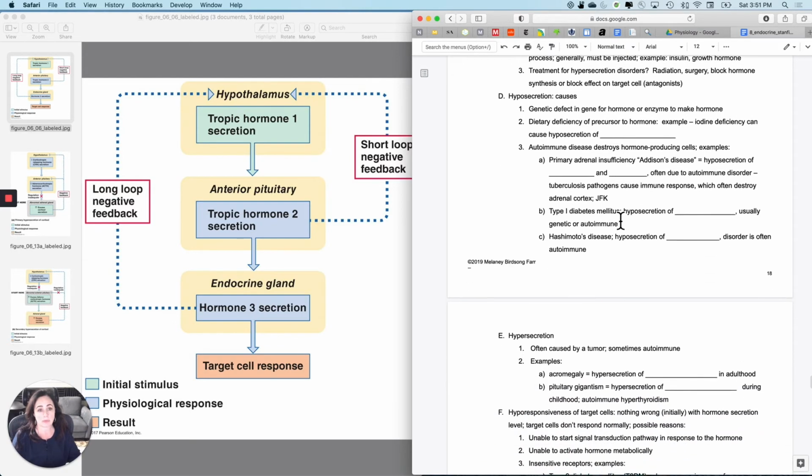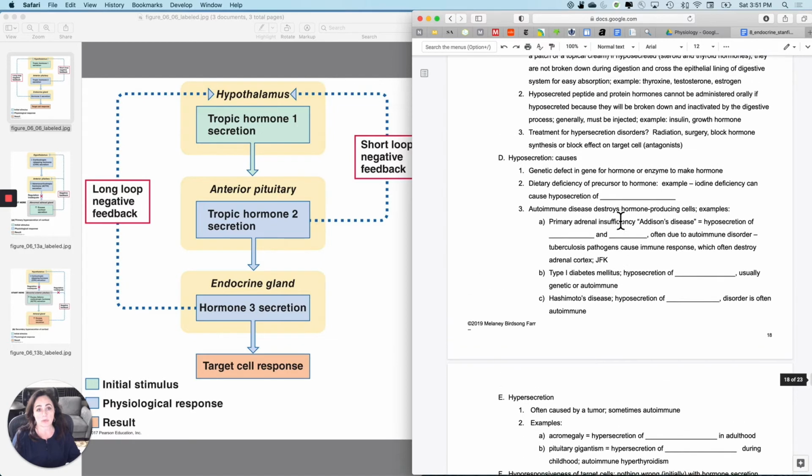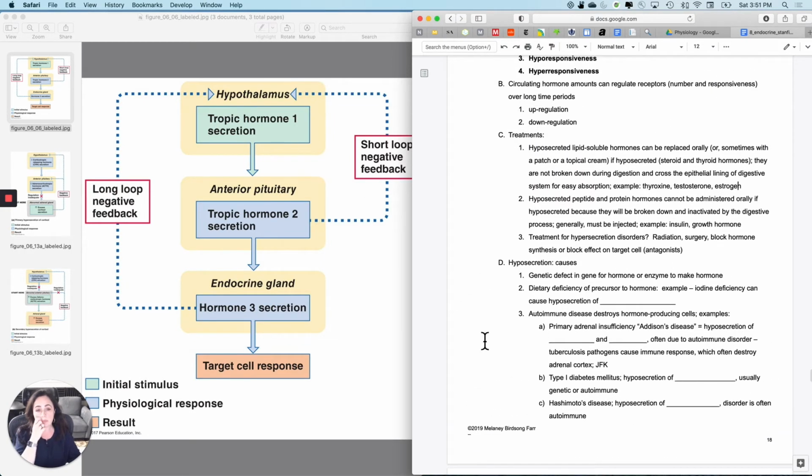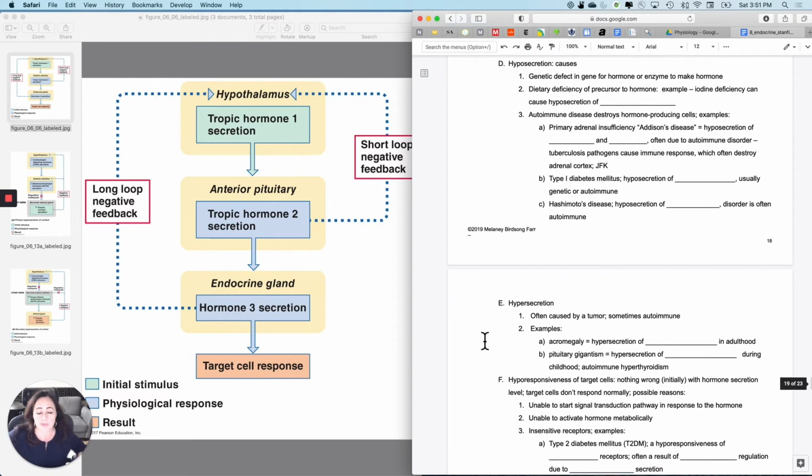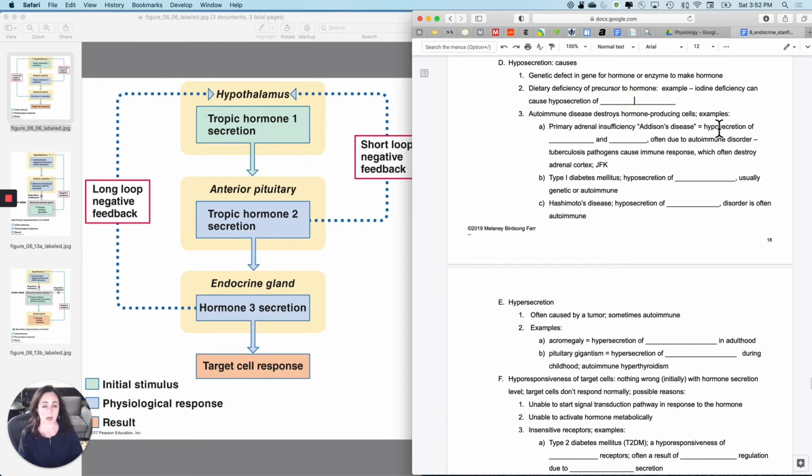Now let's talk about hyposecretion disorders. So with hyposecretion, those are just the treatments. Sorry, the hyposecretion. What are some causes of hyposecretion disorders? Well, some of them are genetic, in which you needed a specific gene in the biochemical pathway or an enzyme to make a hormone, and you just couldn't do it. But some of them are related to a dietary deficiency. For instance, iodine deficiency can cause a hyposecretion of what, guys? What goes there? It's a hyposecretion of T3 and T4, okay?